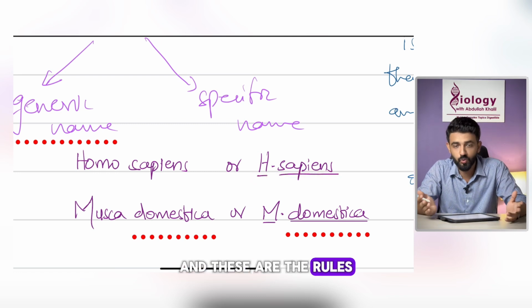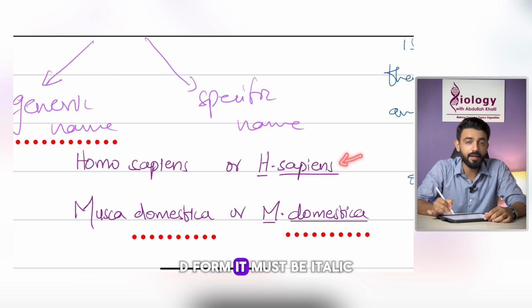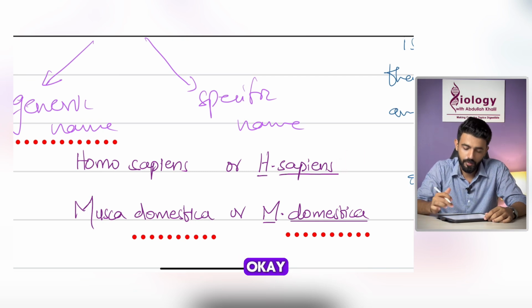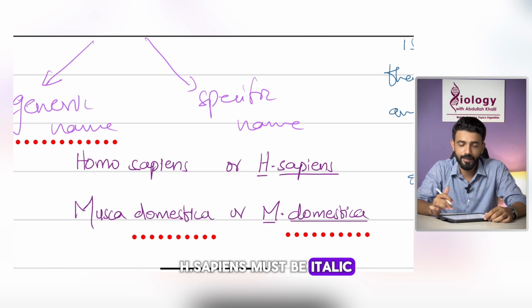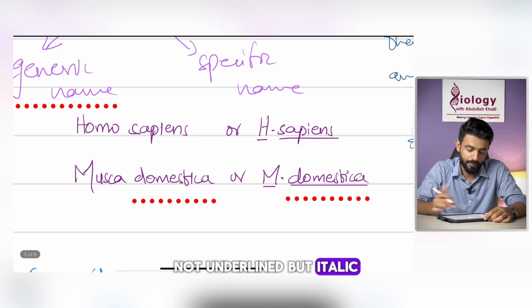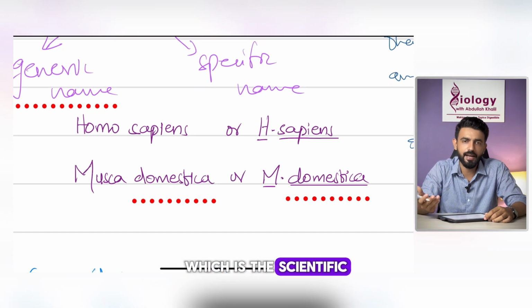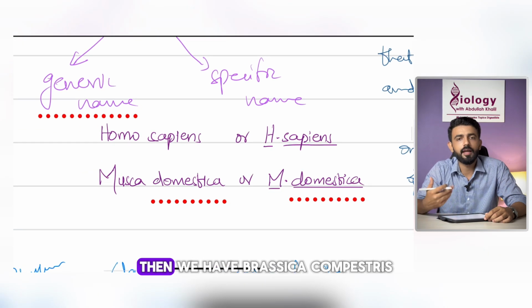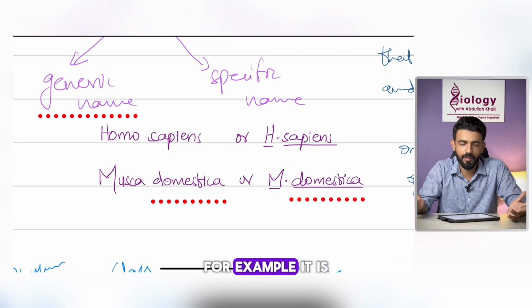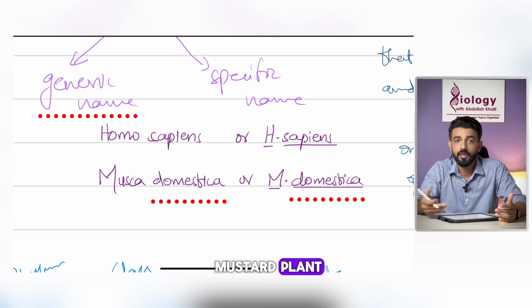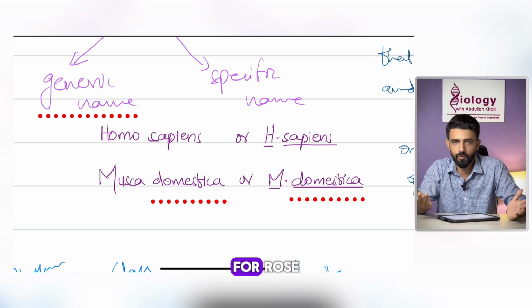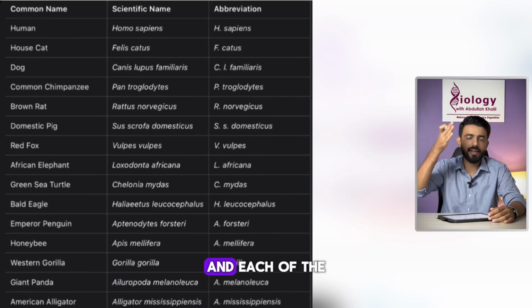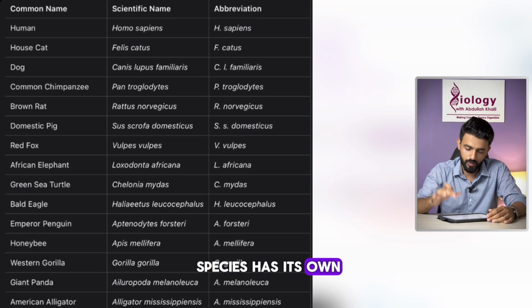And these are the rules. If it is in typed form, it must be italic. Okay, H. sapiens must be italic, not underlined but italic. We have Musca domestica, which is the scientific name of housefly. Then we have Brassica campestris, for example. It is the scientific name of mustard plant. We have Rana tigrina for frog. We have Rosa indica for rose. There are different species, and each of the species has its own scientific name.